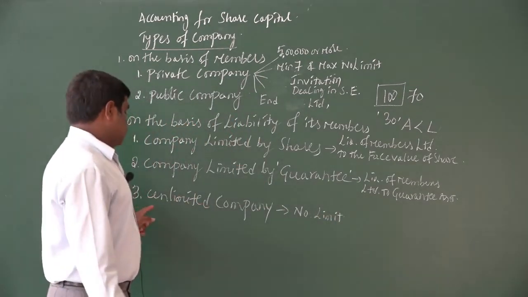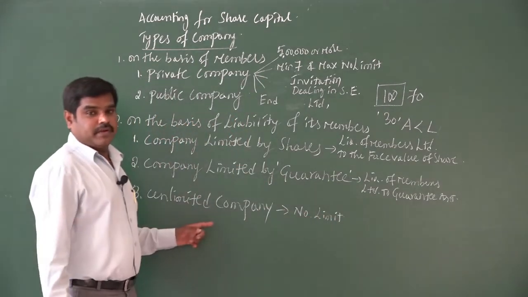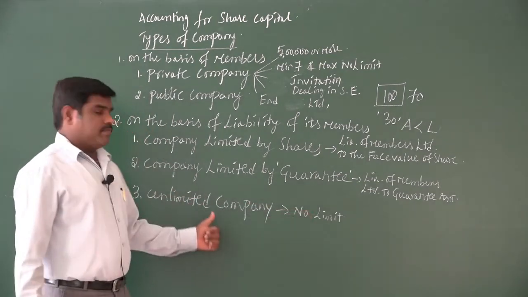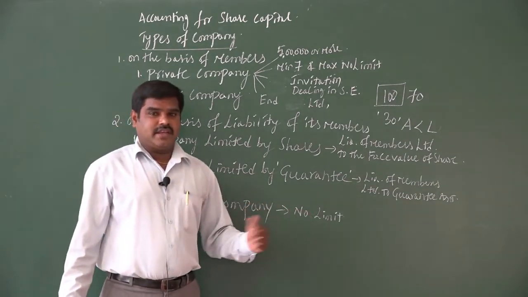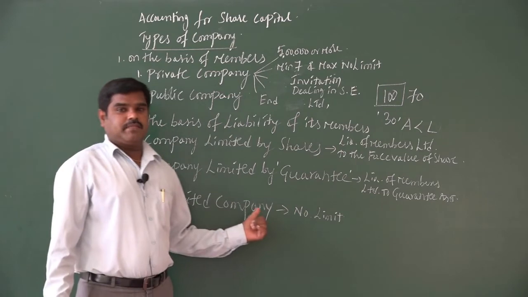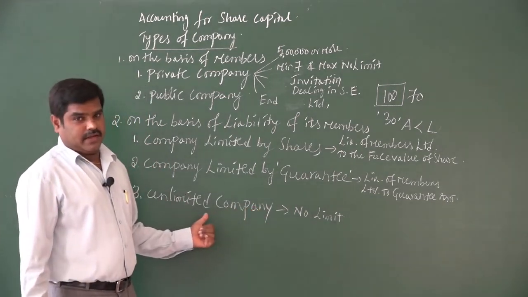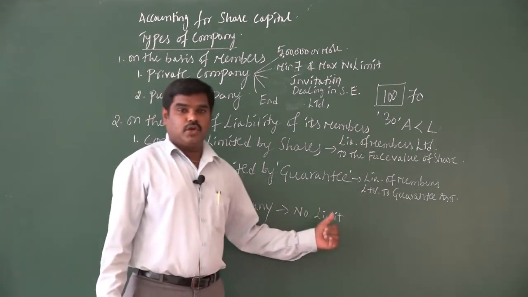Next, unlimited company. Unlimited company means there is no limit. We very rarely see this type of company in India. So, the liability of the member has no limit.